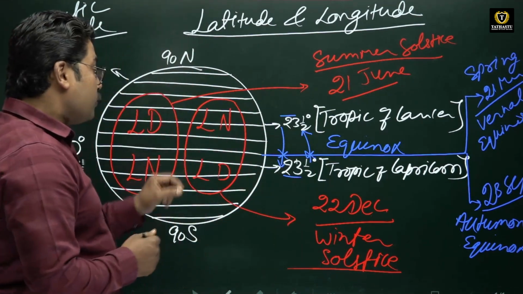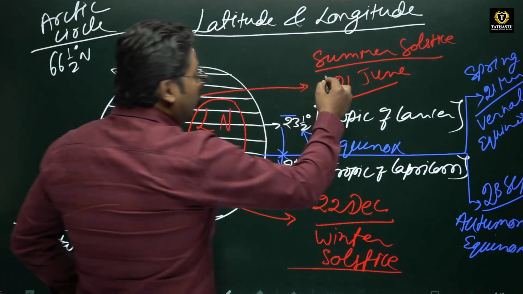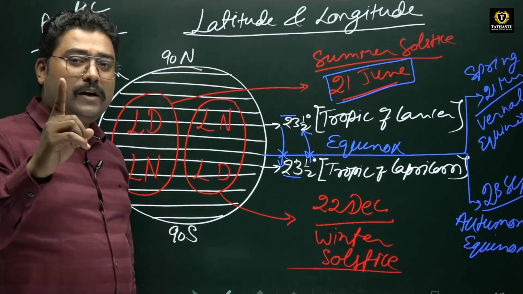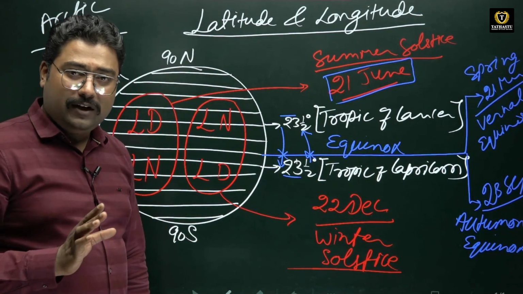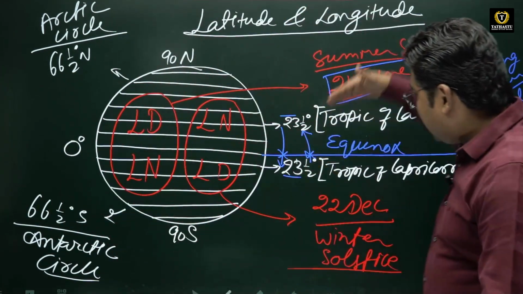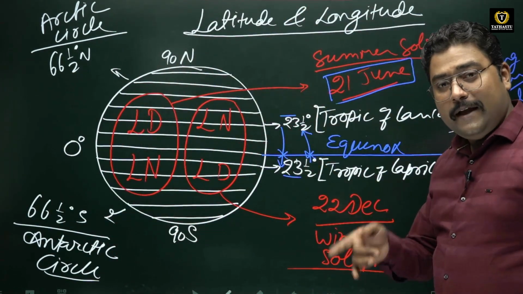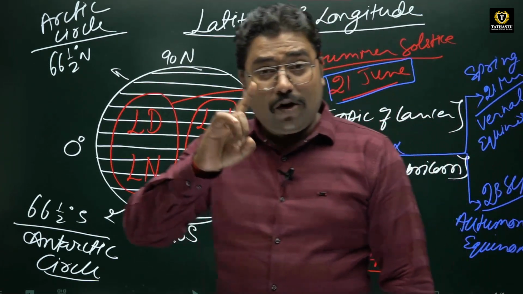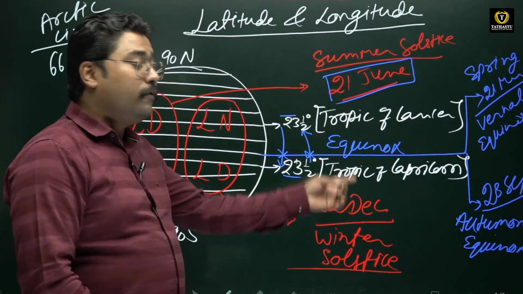How? So basically on 21st June, the sun is 1 day over Cancer, 23.5 north, and on 22nd June the sun has started shifting down. Then after on 22nd December the sun is vertical, and on 23rd December the sun will start moving up.